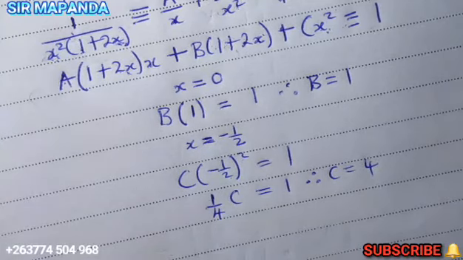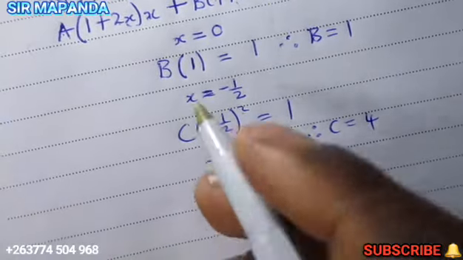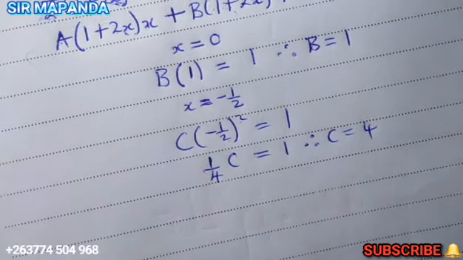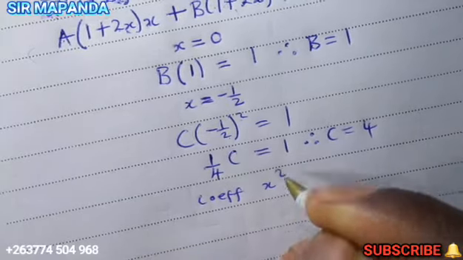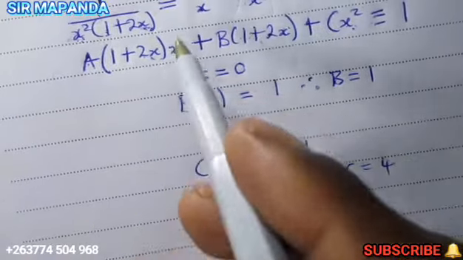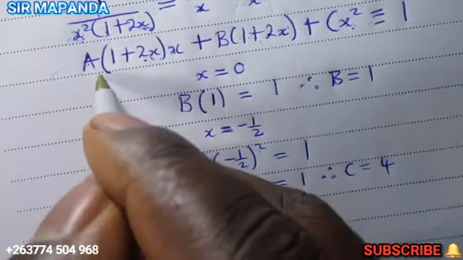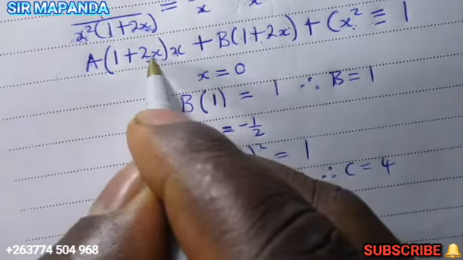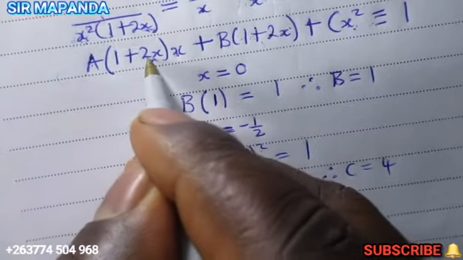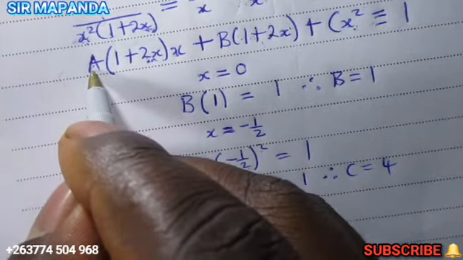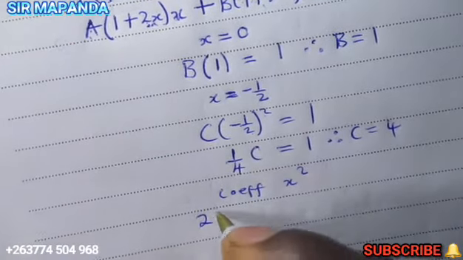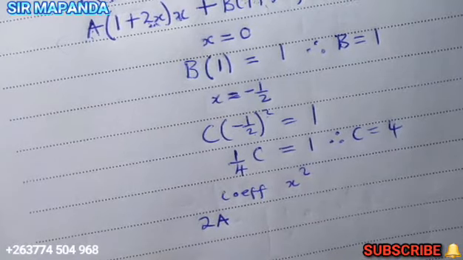We are now left with only one value, which is the value of a. For the value of a, you can make use of x equals 1 if you want, or you can equate the coefficients of x squared. The first coefficient of x squared is produced when x multiplies 2x and then a. So x times 2x, you get 2x squared. 2x squared times a, you get 2ax squared. So the first coefficient of x squared is 2a, right?